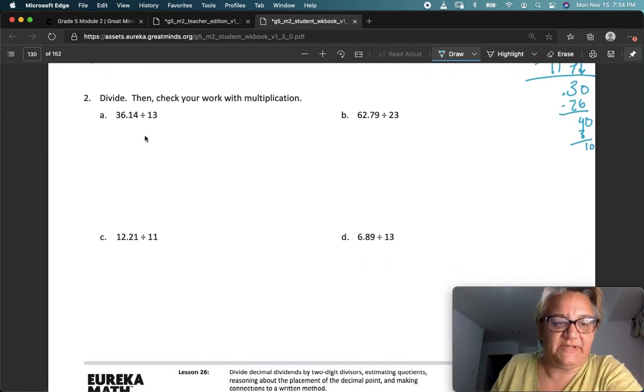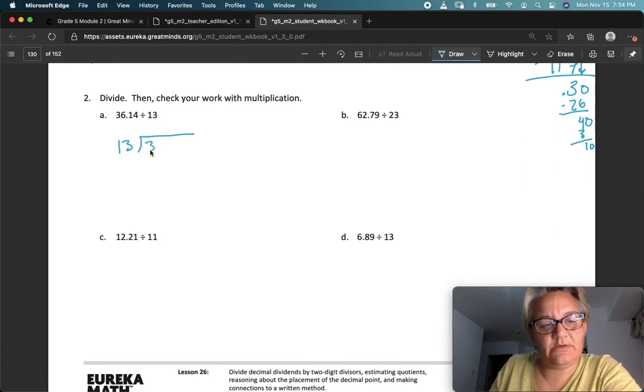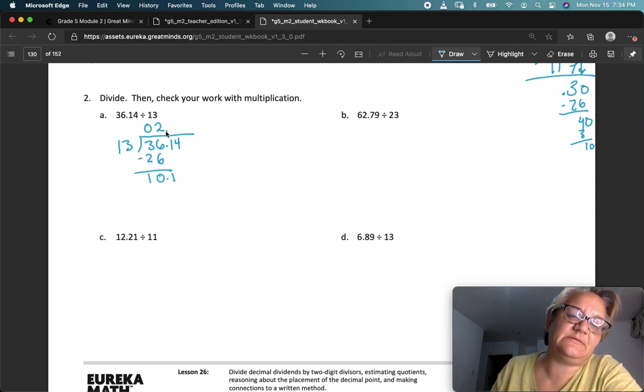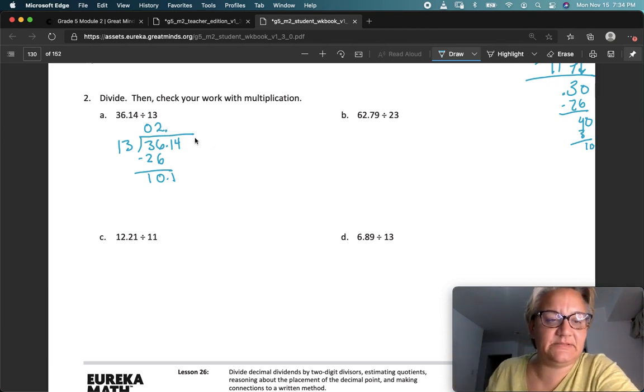Divide, then check your work with multiplication. Okay, so 13 goes into 36 twice, 2 times 3 is 6, 2 times 1 is 2, and now I have 10. I'm going to bring down the tenth spot. So 13 goes into 101 tenths. What do we say? 8 times? Seven times. 7 times 3 is 21. Carry the 2. 7, 8, 9. Now I have 1 left over, but I'm going to bring down the 4 hundredths. So I have 104 hundredths, which would be 8 times. Okay, 8 times 3 is 24. Carry the 2, 8, 9, 10. And there's the 0 that I was looking for, right? So 2 and 78 hundredths.